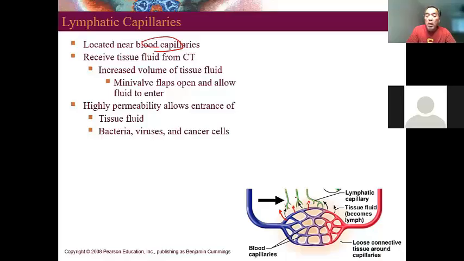And whatever is accumulated in the tissue has to be drained back into the lymph capillaries. Okay, the lymph capillaries would then push it to the upper vessels. So an increase in volume of the tissue fluid will open the flaps located at your lymphatic capillaries. Okay, so the hypermobility allows entrance of the tissue fluid into the lymphatic capillaries.